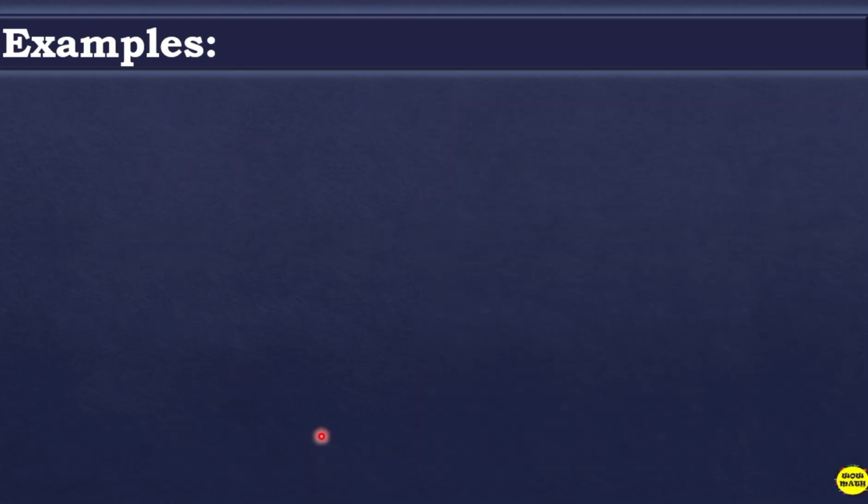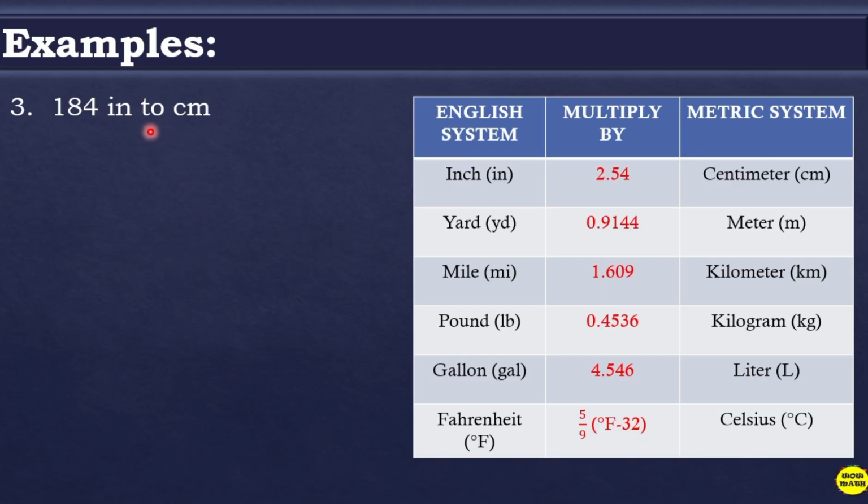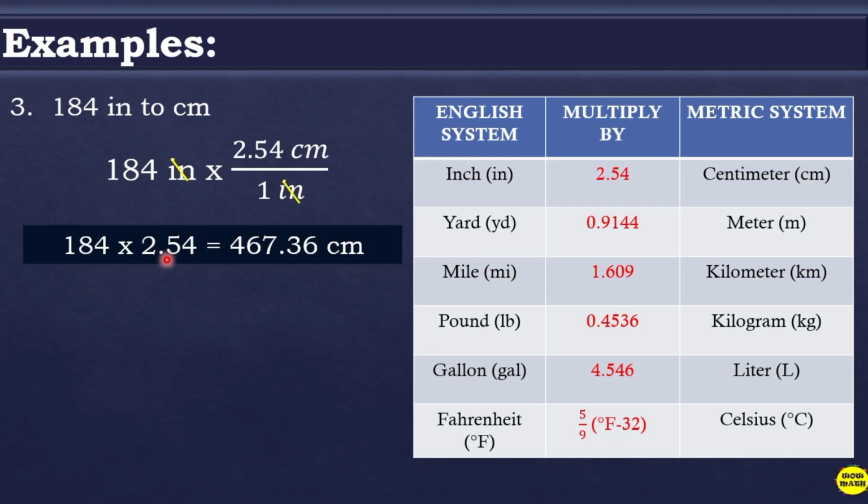Okay, next. So, I have here 184 inches to centimeters. So, inches to centimeters, left to right. Therefore, we're going to multiply. Again, copy your given, and then kung ano yung unit mo dito, ganun din po sa denominator. So, we can cancel. And then, for every 1 inch, that is 2.54 centimeters. Nagbe-base po tayo sa table. Now, we can cancel. So, 184 times 2.54, that is equivalent to 467.36 centimeters.